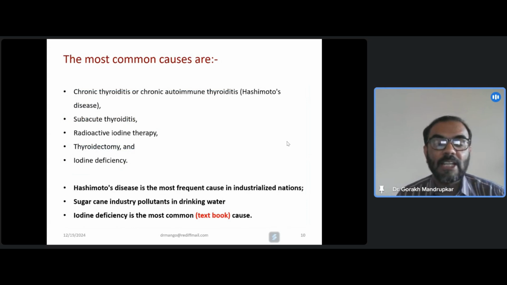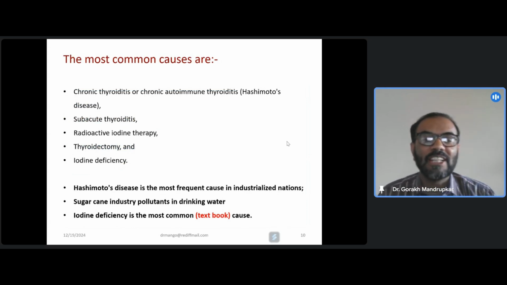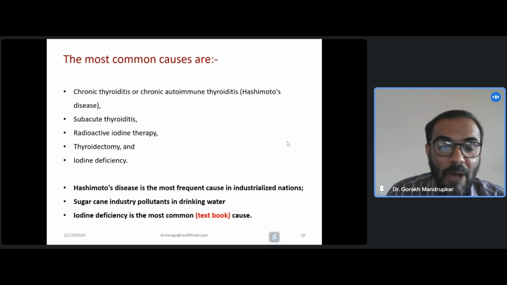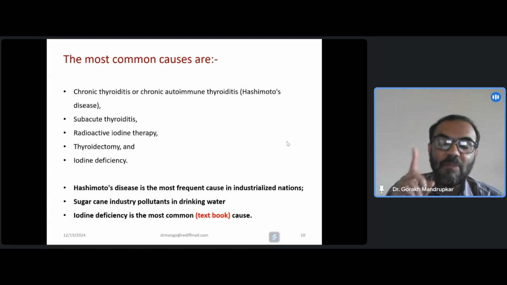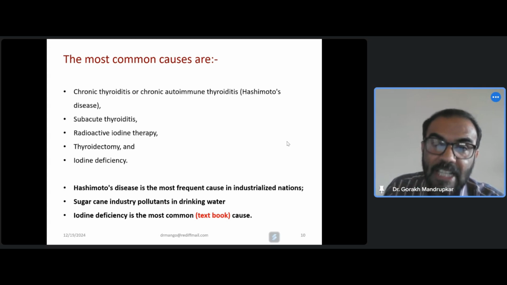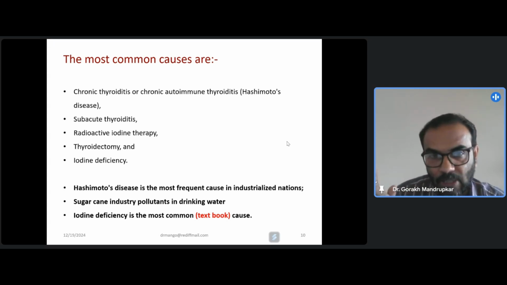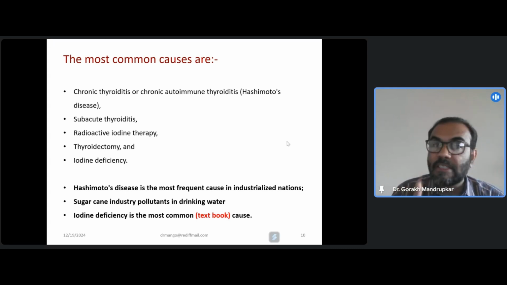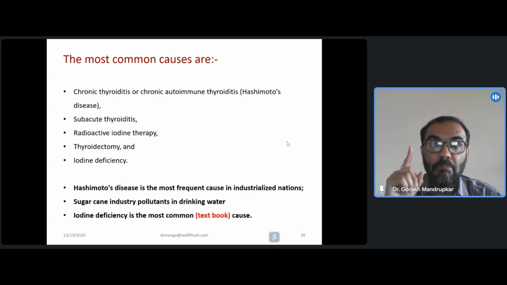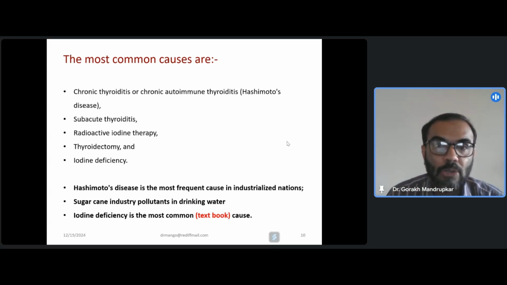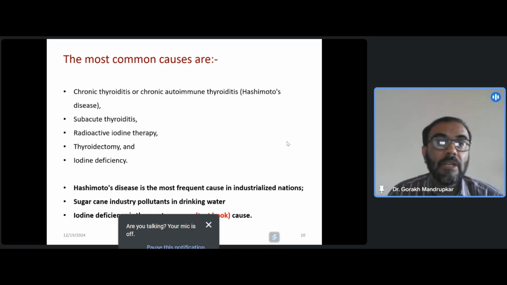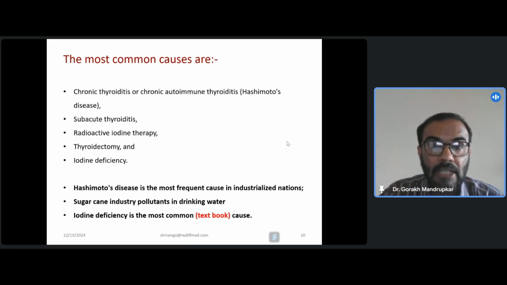Most common causes, everybody knows. These are the usually given ones: chronic thyroiditis, autoimmune thyroiditis, Hashimoto, subacute, radioactive, thyroidectomy, iodine deficiency. But do you know Hashimoto's disease is the most frequent cause in industrialized nations. But again, as I was telling, when we went into depth of our mapping of our hypothyroid patients, we found out that sugarcane industry pollutants in the drinking water is one of the major causes for hypothyroidism. And it is not only sugarcane industry pollutants, but all hydrocarbon emitting industries which are releasing their pollutants into the drinking water. And those patients mimic the condition like Hashimoto.